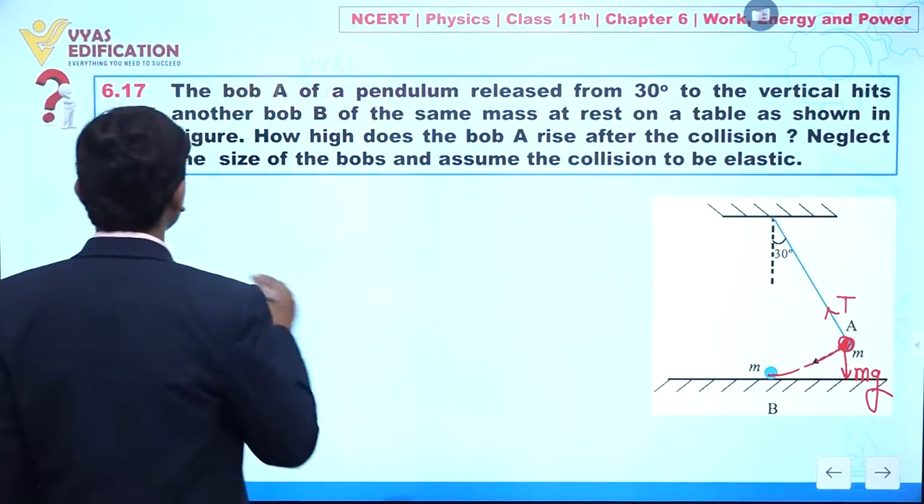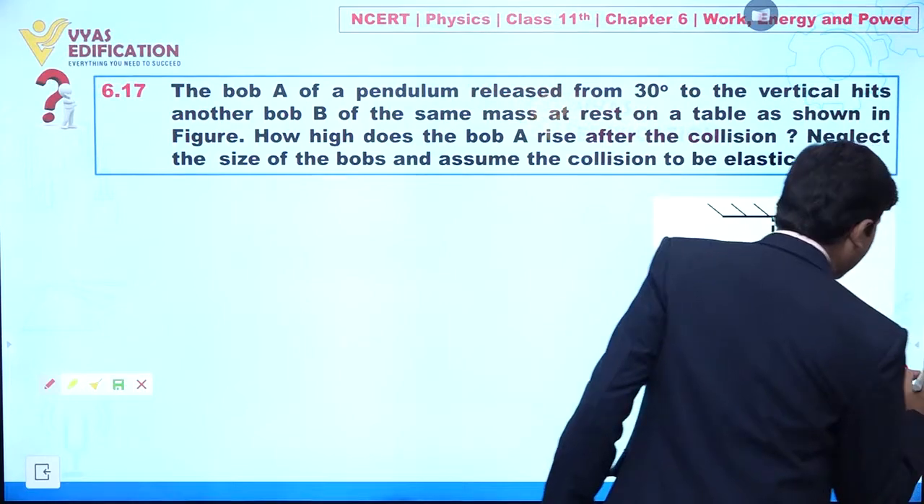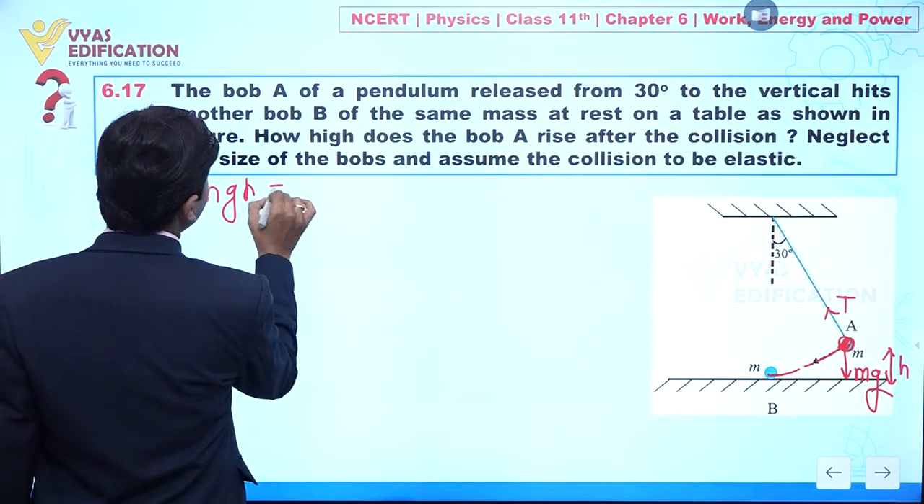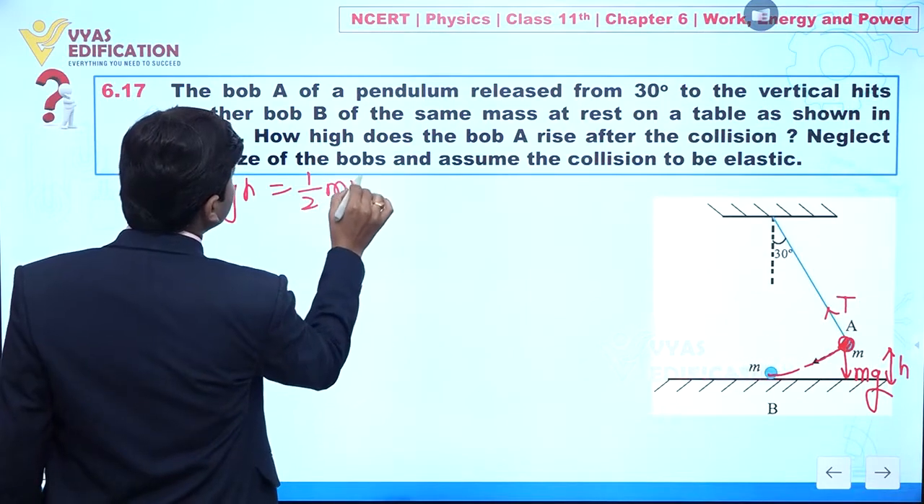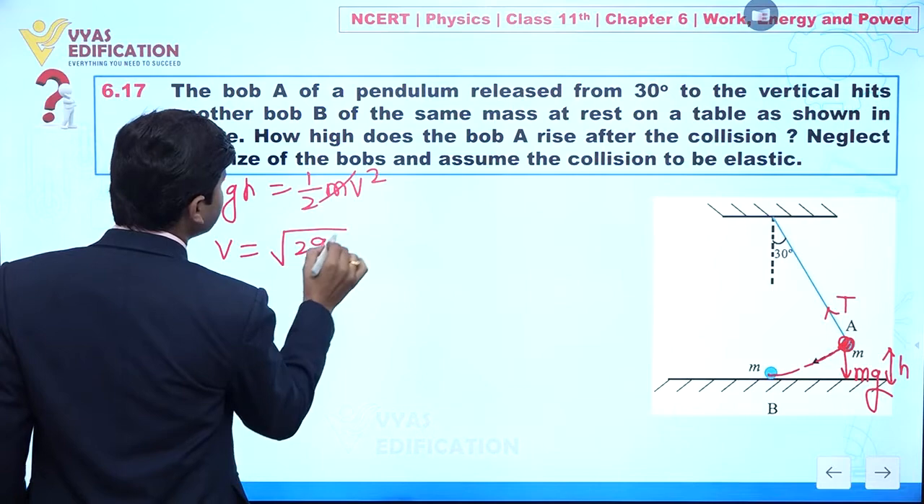Let's suppose I am assuming this height h. So we can directly say mgh should be equal to half mv square. From here we can write v equal to under root of 2gh.